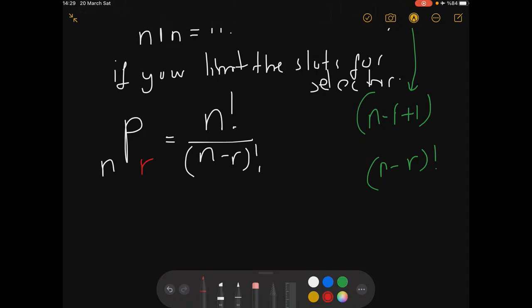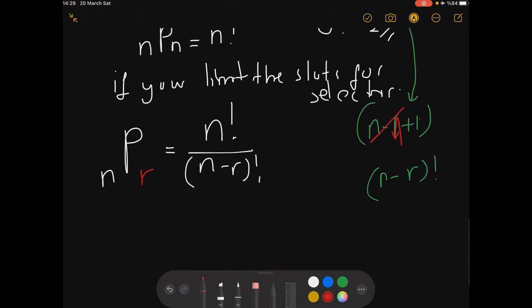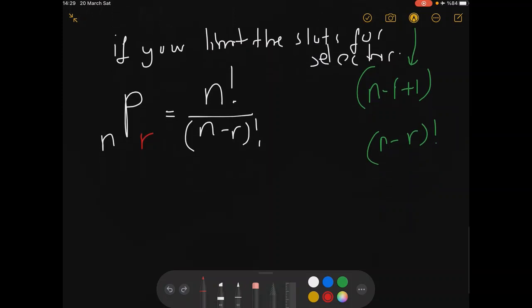Otherwise, before it was like what? And this was n as well, and you would end up with 1 here. But in this case, you need to divide it by n minus r factorial, and so it looks like this if you're limiting.